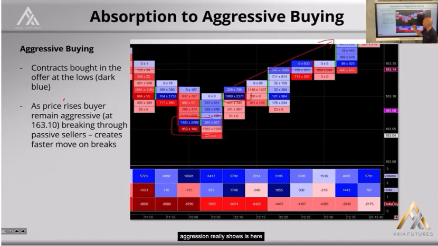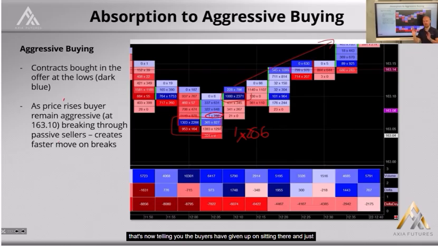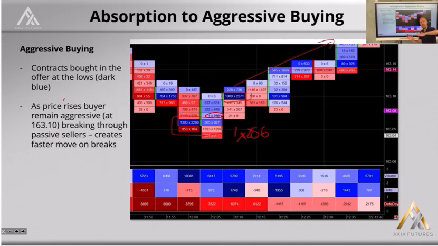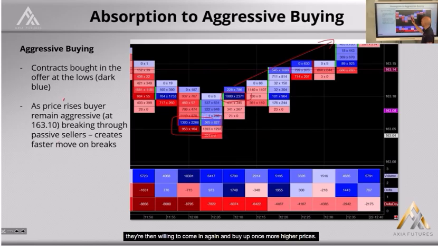And then where the aggression really shows is here. 1 by 286. So when you get that, that's telling you the buyers have given up on sitting there and just hitting those sellers that keep on coming down. They've gone straight through them. And having done that, they're then willing to come in again and buy up once more at higher prices. They're still willing to hit anything that comes and sits on the offer, again and higher up again. And that results in this much quicker move towards the upside.